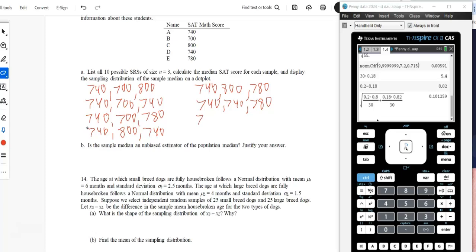Now let's get the ones that start with 700. So 700, comma 800, 800, comma 740, and 700, comma 800, comma 780, and then 700, comma 740, 780. I'm trying to be very systematic. And then we got all the 700s, and then we have one more 800. Hopefully I got this right. Comma 740, comma 780.